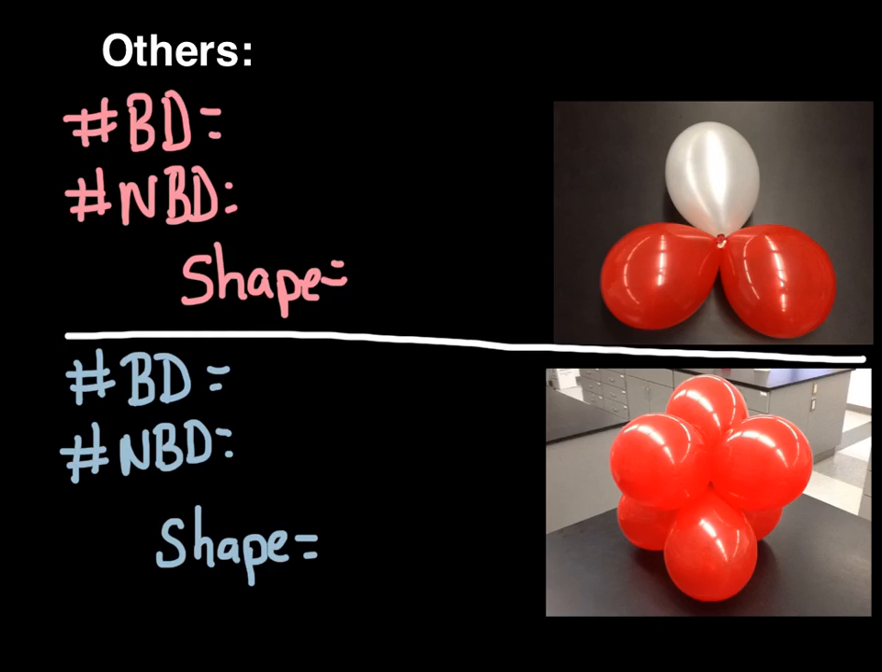Here are some more for you to look at. I don't have an electron dot structure to show you on this, but we can figure it out just from the balloon structure. Remember, the red areas represent bonding domains, and the white areas represent non-bonding domains. So looking at this, we have 2 red balloons, and so those are 2 bonding domains, and 1 white balloon, that's 1 non-bonding domain.